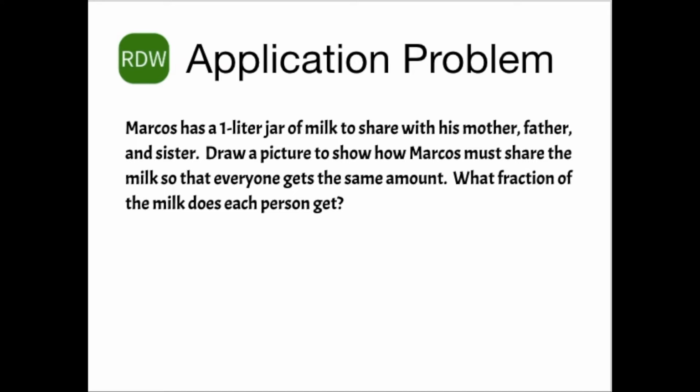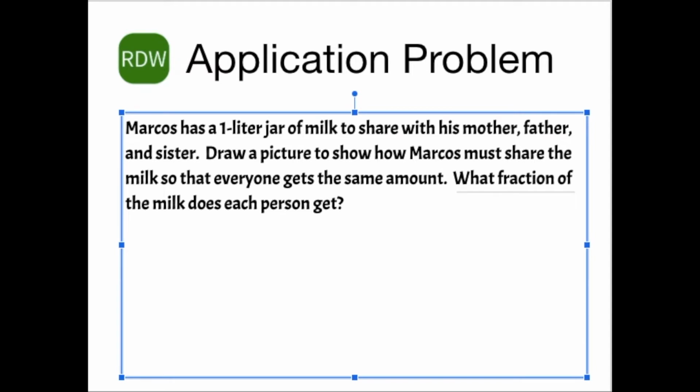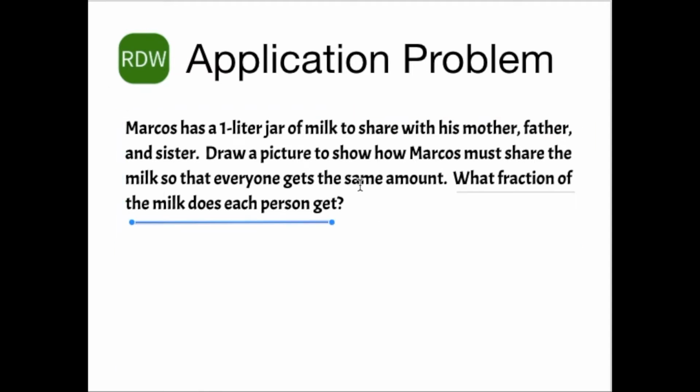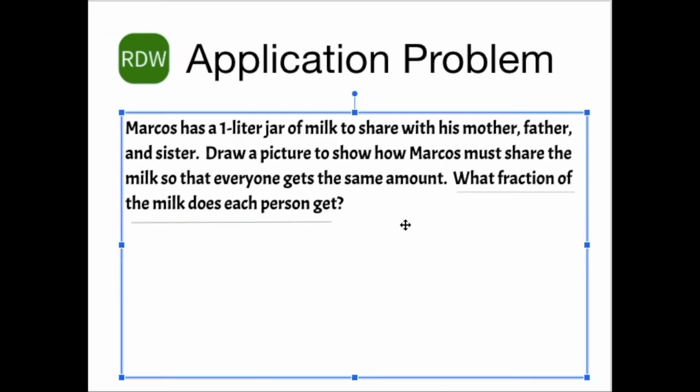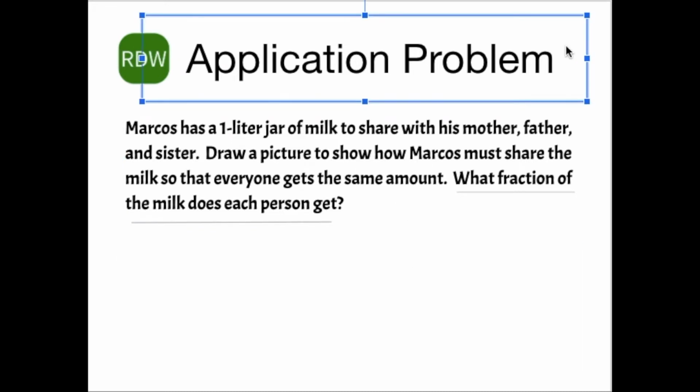So there's an important part of this paragraph that we don't want to forget. We need to figure out exactly what they are asking. Well, here's the question mark. What fraction of the milk does each person get? Well, let's figure out how many people we are talking about.